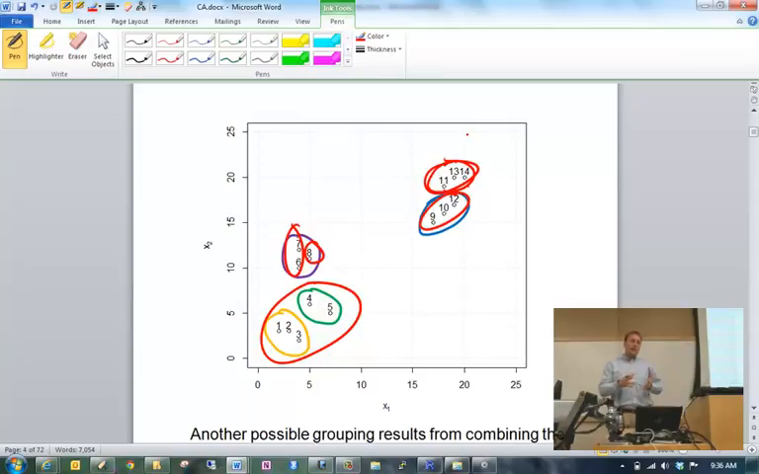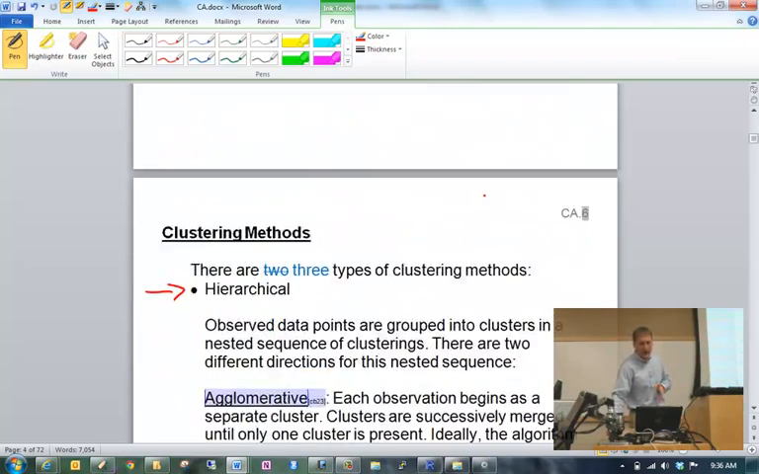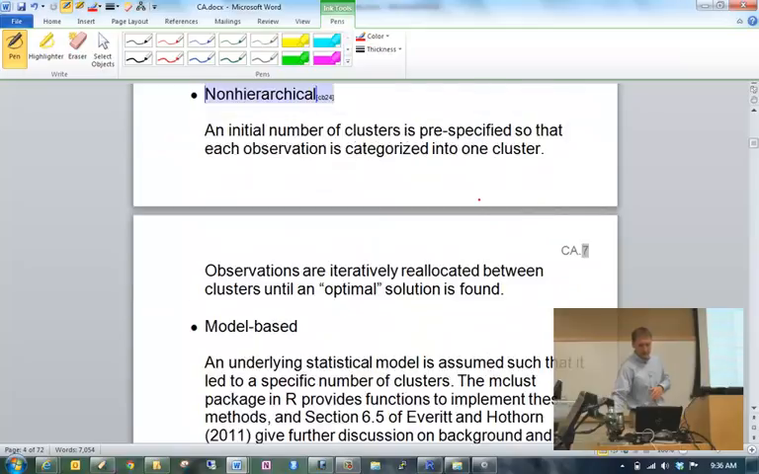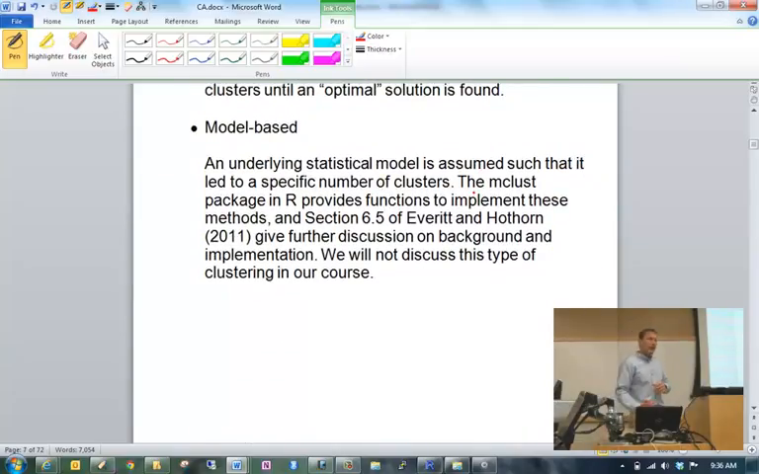So essentially, what you're doing is you're partitioning your observations based upon a set of known quantity of partitions that you specify. That's non-hierarchical. And we will talk about non-hierarchical.